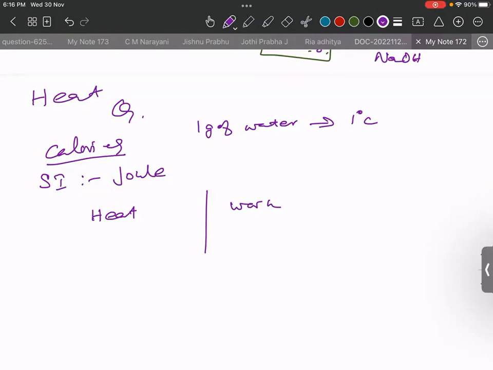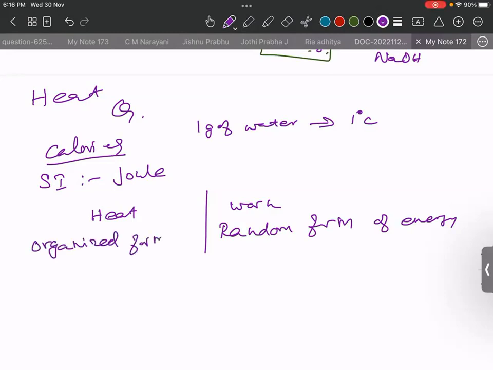So when you start giving the temperature, work will be done on the system. Immediately it will expand. So work is an organized form of energy. Heat is a random form of energy. The work you can calculate anywhere. When it is heat, this much amount of energy is given and the temperature rises. So this is the basic difference between heat and work.